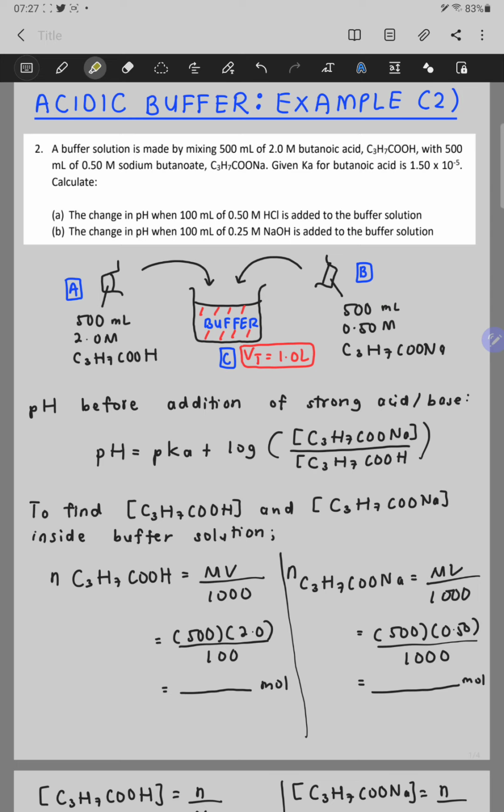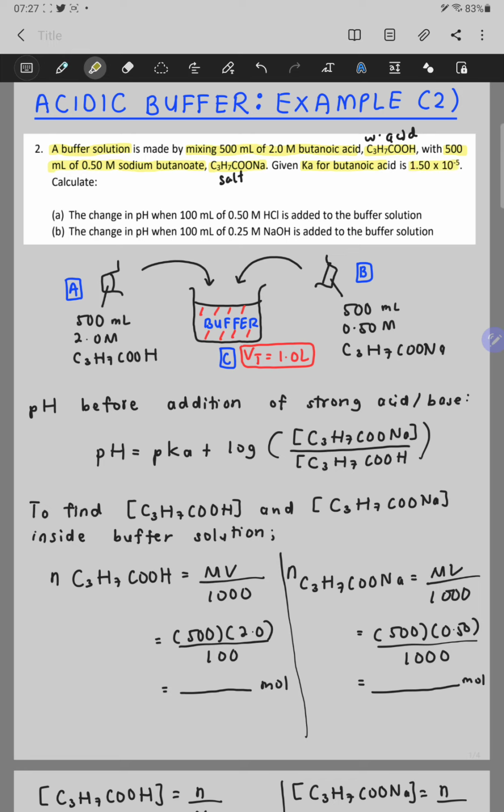Okay, so kita nak produce a buffer solution dengan cara kita mix 500 ml of 2 molar butanoic acid C3H7COOH, which is the weak acid, with 500 ml of 0.50 molar sodium butanoate C3H7COONa. So kelas kena ingat ini adalah salt. So butanoic acid is a weak acid. So bila kita combine dua ni kita akan dapat acidic buffer. So given Ka for butanoic acid adalah 1.50 exponent negative 5.